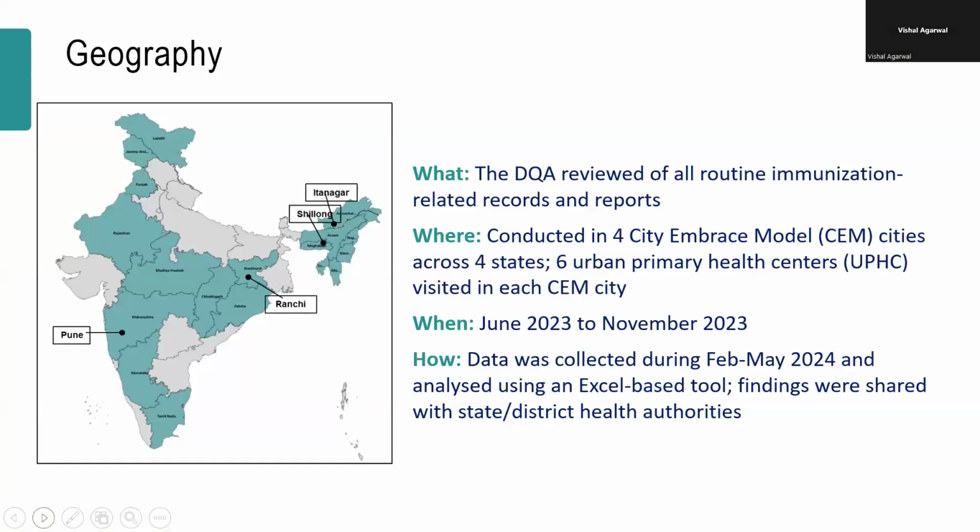Coming to the geography where we have done these data quality assessments, we reviewed all the routine immunization-related records and reports. We conducted these DQAs in four urban NUHM cities. The Government of India has given the mandate to the JSI team to implement these efforts in 15 NUHM cities. Out of those 15 NUHM cities, we have conducted data quality assessments in four different cities. The period of data collection was from June 2023 to November 2023, and it remains the same for all four cities. The data was collected during the period of February to May, analyzed using an Excel-based tool, and the findings after the analysis were shared with the state and district health authorities as well. Next slide, please.